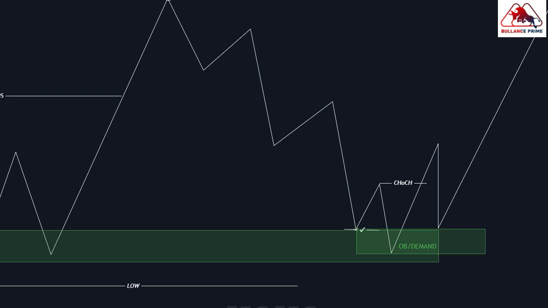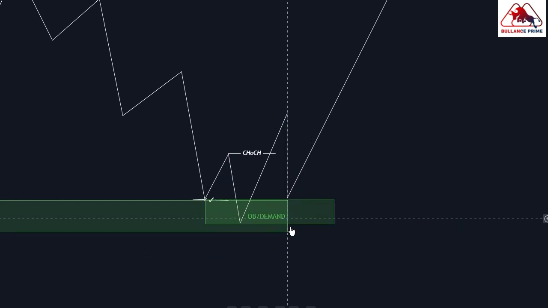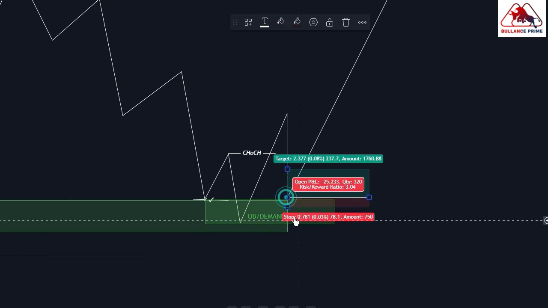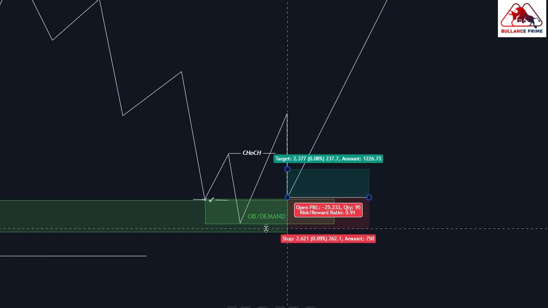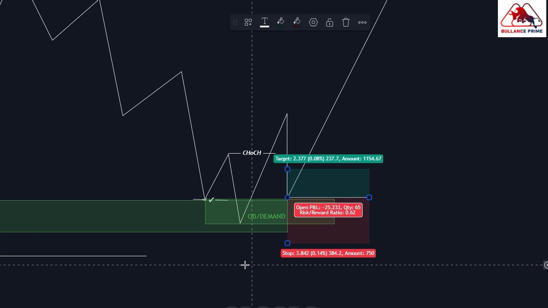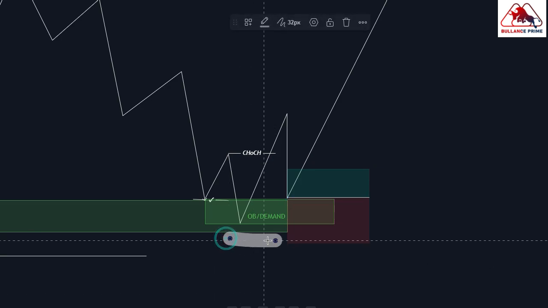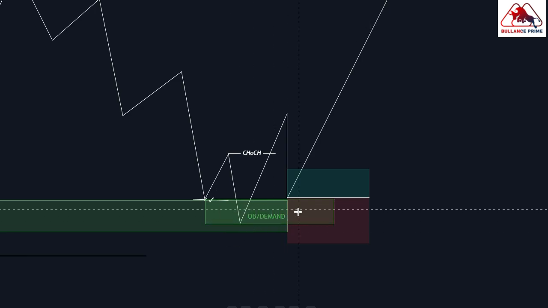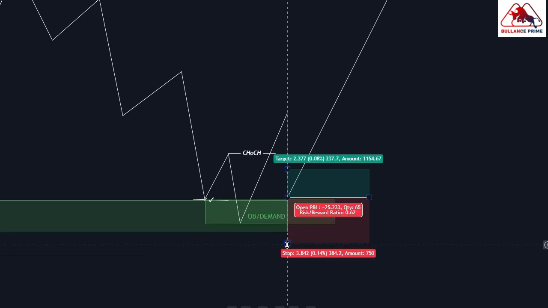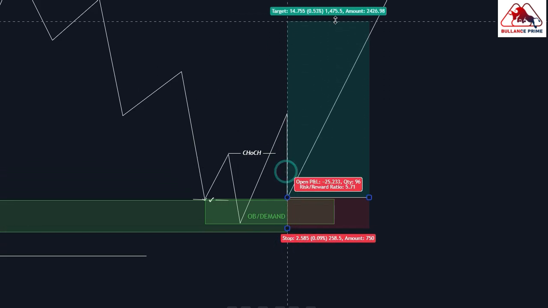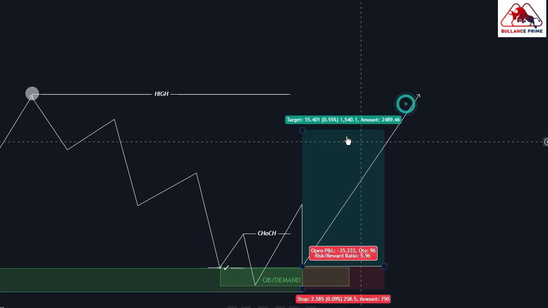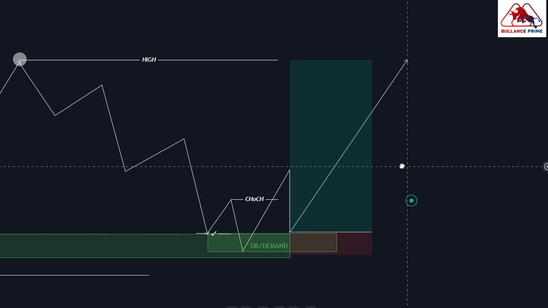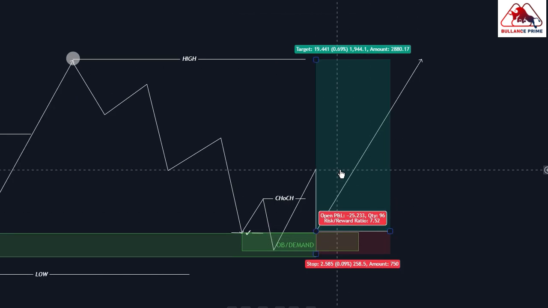Now we will look for the entry in this area, and we can place our long entry here. The SL you can keep at the last swing low here. It doesn't matter, you don't have to keep the SL below your demand zone, it's not required. You have to keep the SL below the last swing low point. So that's all, we can keep the SL here, and we can target our last swing high. What is this? This one. So what you can see, there is a 1:7.5, that is okay.